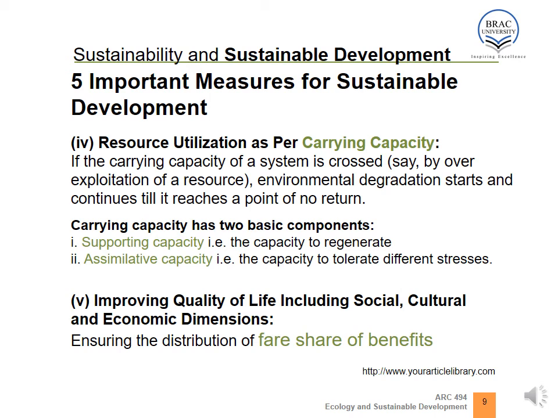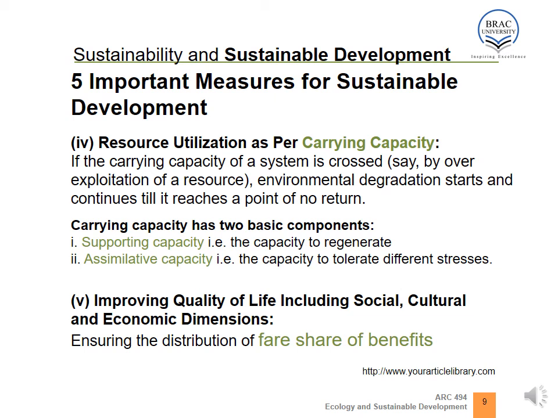Carrying capacity has two basic components. One component is called the supporting capacity. The supporting capacity has this idea of regeneration of the capacity. That means, for example, if a river has got the time to regenerate itself, it can purify its water. This is a kind of supporting capacity. Another one is the assimilative capacity, which is the capacity of tolerating different stresses. So one was the regeneration capacity, and the second one is the stress taking capacity or stress tolerance capacity.